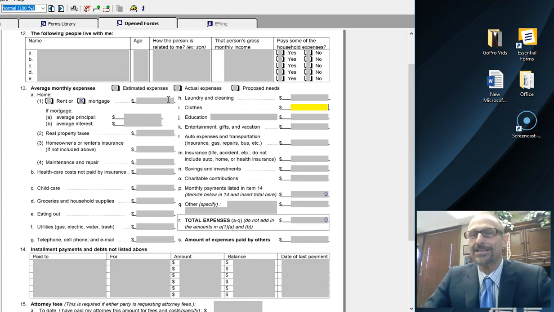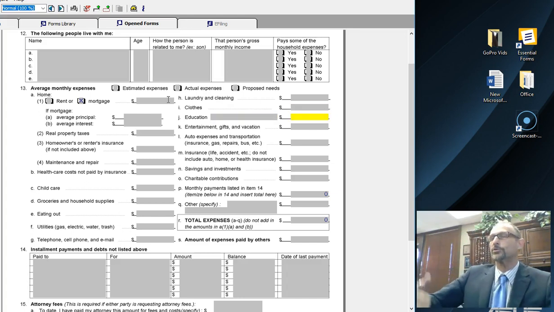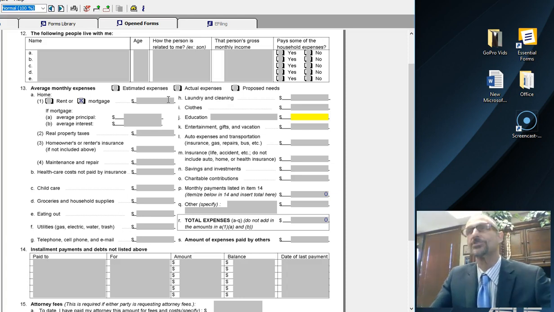Education. If there's any education costs, that's going to go to the right. If your kids are in public school and don't have a lot, I guarantee you there's still some. You're spending some money on average each month to buy school supplies.